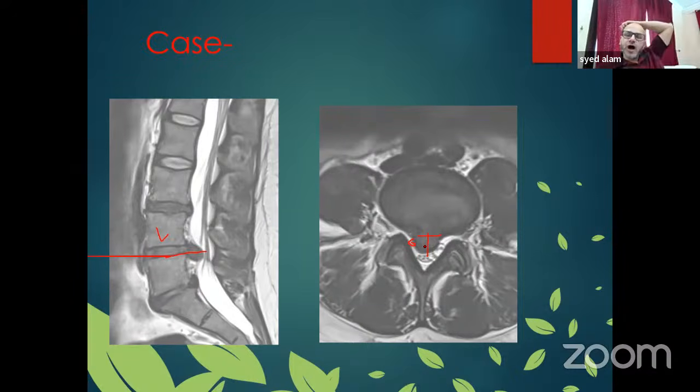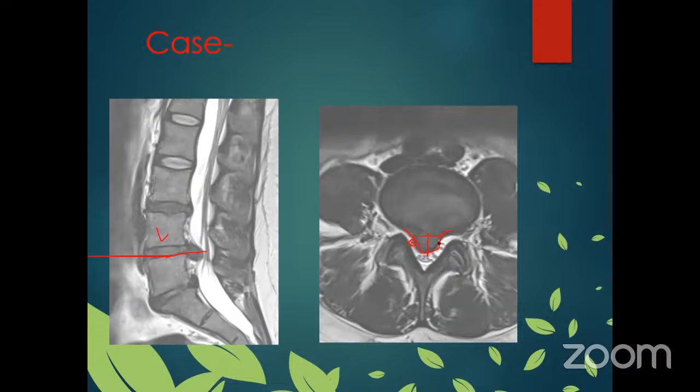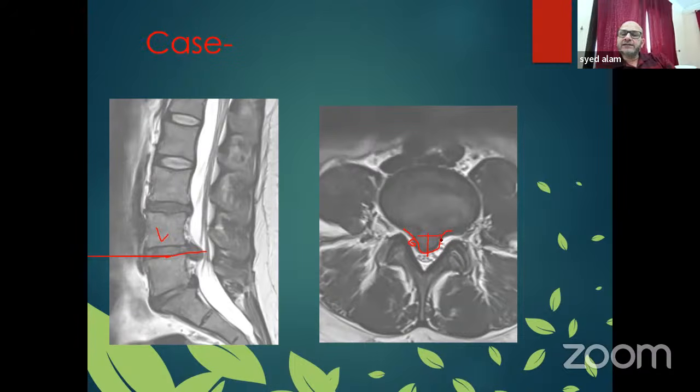So how do we know? There is a grading system for this displacement. Sometimes there is a very small disc extrusion which is just touching the nerve root. So we say just abutting. That is grade 1. Grade 2 is compressing. That means the shape of the nerve root will change. A normal nerve root is a little bit round, so it will become flat or a little bit edematous. So that is compressed.